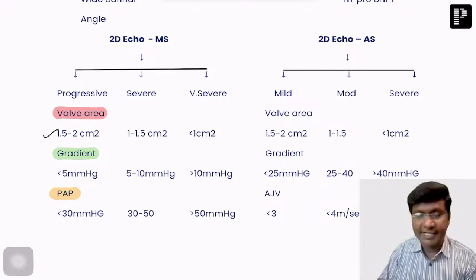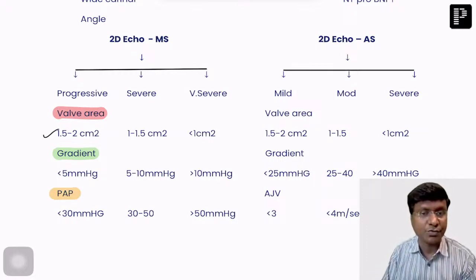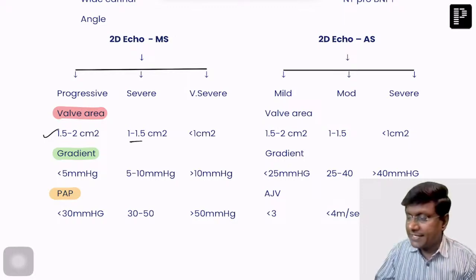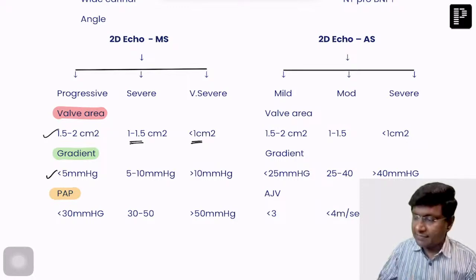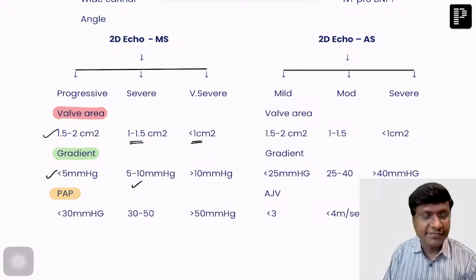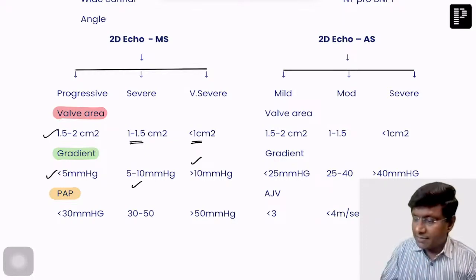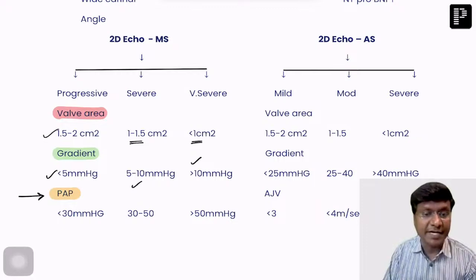So when do you call it progressive MS? When the valve area is 1.5 to 2 centimeters square. When the valve area is 1 to 1.5 centimeters square, it is called severe. And if the valve area is less than 1 centimeter square, it is called very severe. Then, depending upon the gradient across the mitral valve, if it is less than 5, it is progressive MS. If it is between 5 to 10, it is severe MS. And if the gradient is more than 10, then it is called very severe MS.